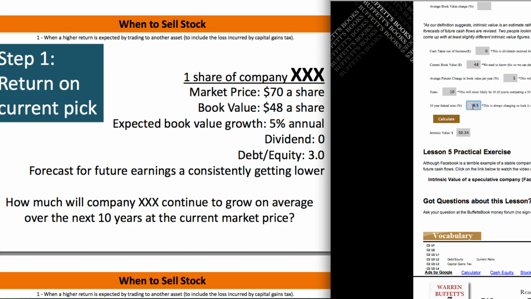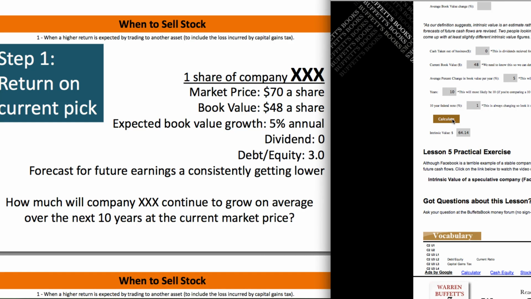So let's go ahead and just try 3%, okay? We want to go down because the market price is higher than the intrinsic value. So we're going to hit calculate, and we see it's at $58. Remember, we want this to equal 70. We don't stop until it equals 70. So let's try 2%. Hit calculate, now it's $64, okay, so we're getting closer.